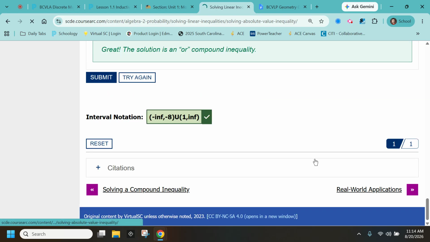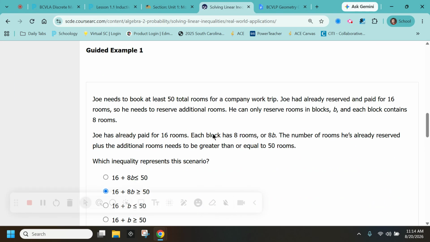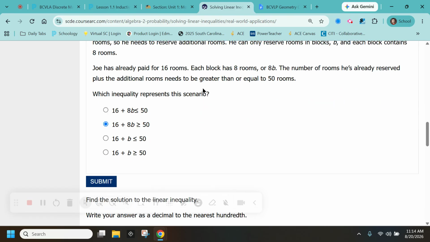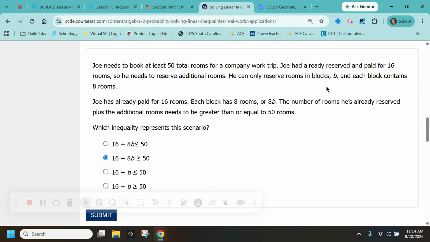Moving on to real world applications. Again, video, lots of examples, should you need more. Joe needs to book at least 50 total rooms for a company work trip. Joe has already reserved and paid for 16 rooms, so he needs to reserve additional rooms. He can only reserve rooms in blocks B. Each block contains 8 rooms.